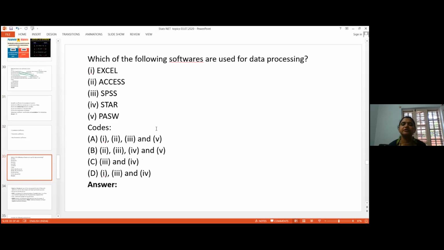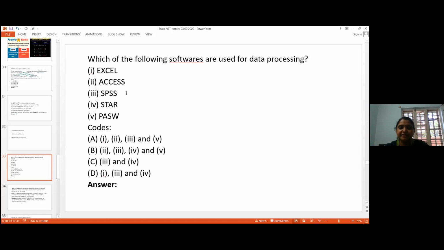Which of the following softwares are used for data processing? MS Excel, Access, SPSS, STAR, and PASW. This should be known to everyone. All of you are quite young, and I'm sure you would have already started your research work and learned a lot of Excel and Access. Excel and Access we learn in school. What is SPSS, what is STAR, and what is PASW? I think I haven't mentioned STAR.